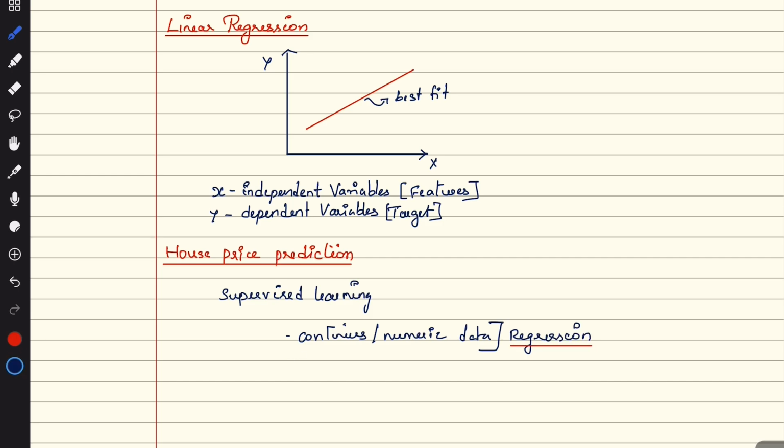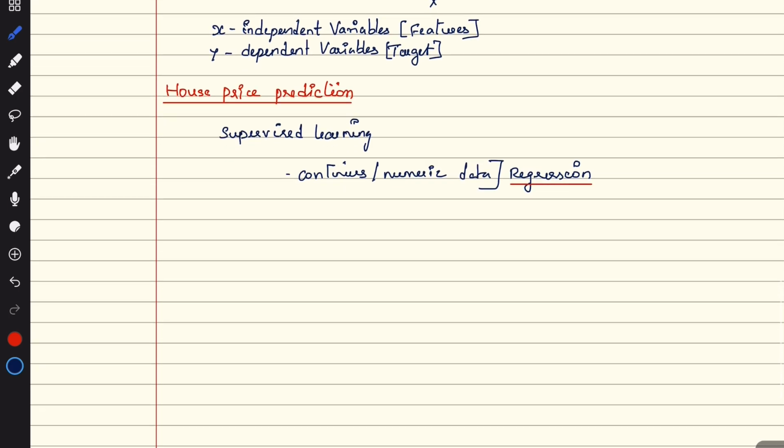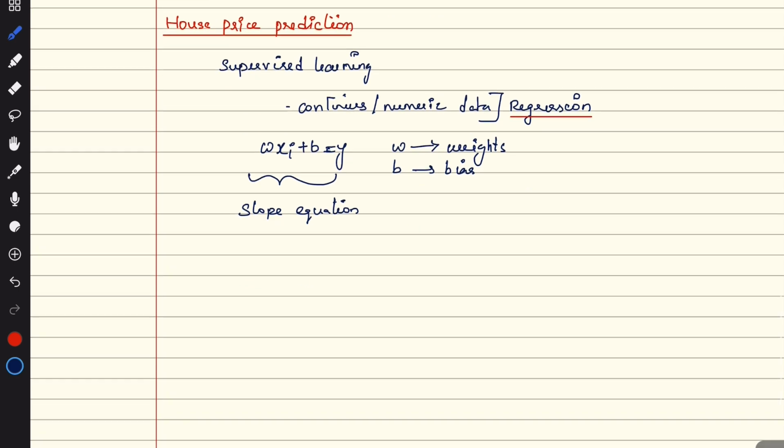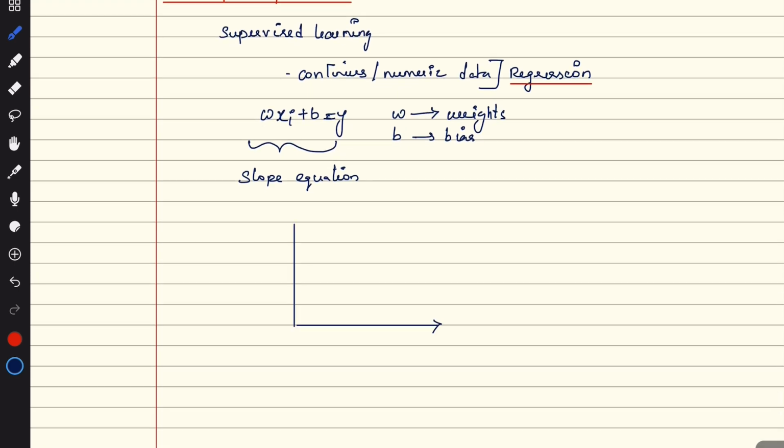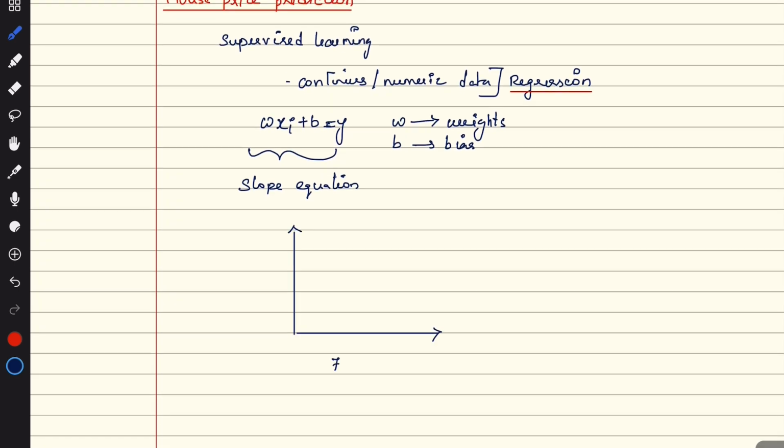Linearity is something called a straight line. Let me go with its equation of linear regression, which is w x_i plus b equals y. Here, w represents weights and b represents bias. It is basically a slope-intercept best fit line equation, where the objective is to find the same.